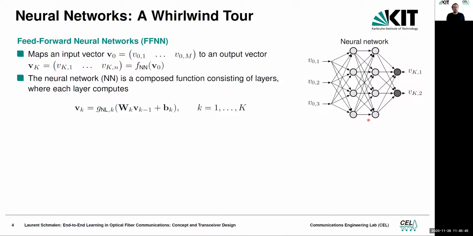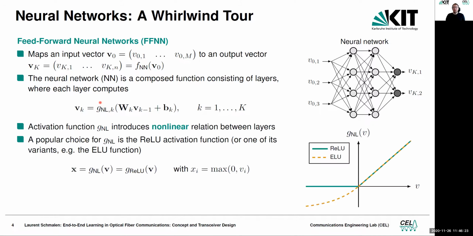How does such a function look like? Well, it's a very simple function. We apply a linear operation to our vector. So we take our input vector v, we multiply it with a matrix W, and add an offset vector b called the bias vector. And then the most important thing comes. We apply a nonlinear function g_NL. And this nonlinear function is essential for the expressive power of those neural networks. By using this nonlinearity, we can approximate essentially every possible system by a neural network.